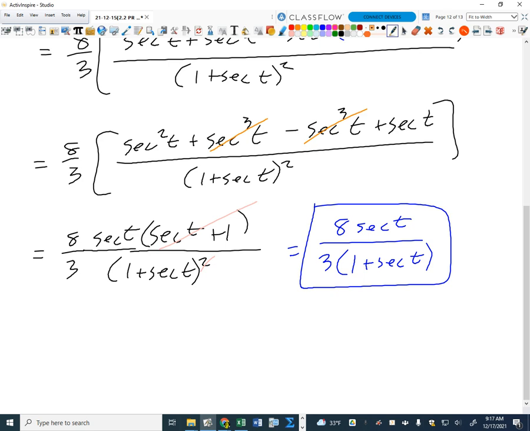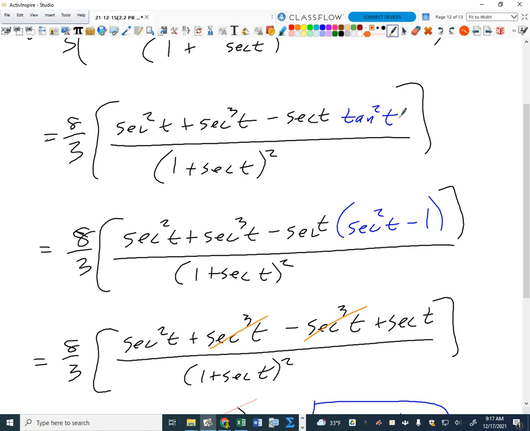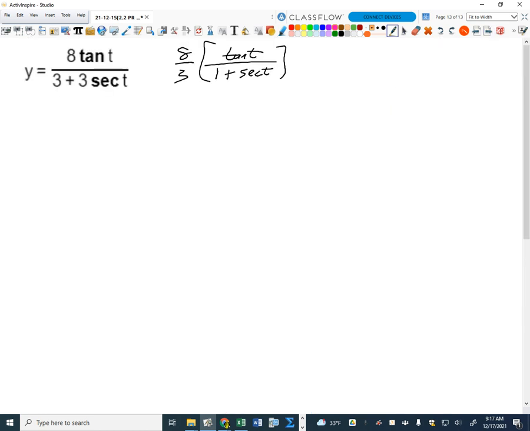I've got my 8/3 that's always been out front. I've got a secant on the top, and I've got a single 1 plus secant factor on the bottom. Okay? Give me 1 to 5 on that. How does that make sense? Kind of see how that thing flows a little bit. Do you see the value? And you'll get a chance to do some of these. Do you see the value of that substitution? That's a good one. Okay. All right. So there's my answer.